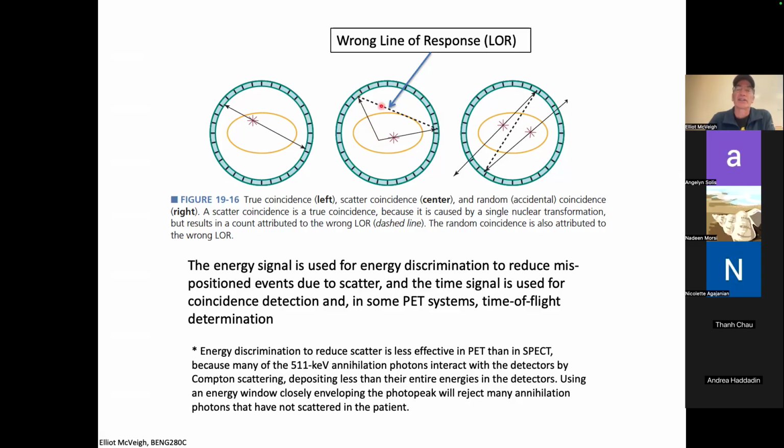And now you get a flash here and a flash here. And so the time for that is about the same. And so this looks like our line of response would be this. And so that gets chalked up to scatter, right?